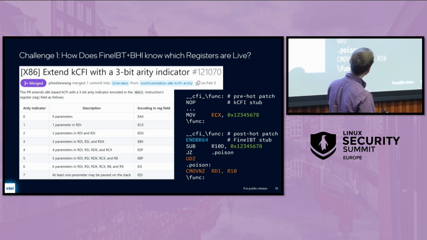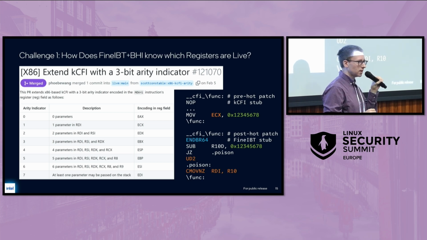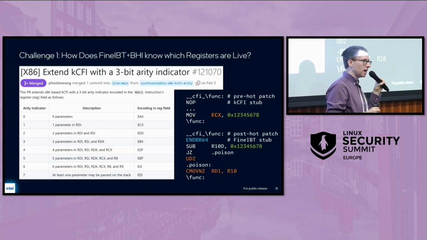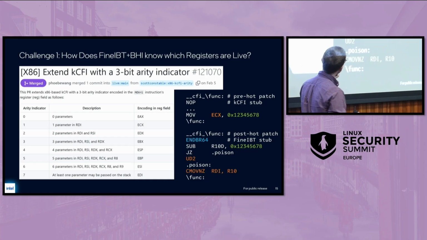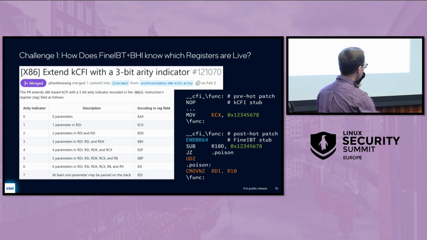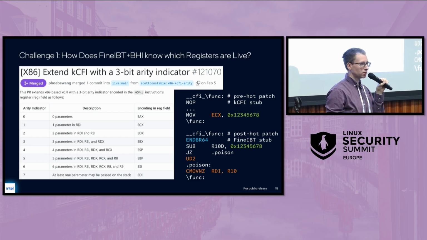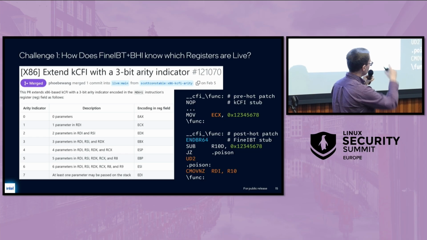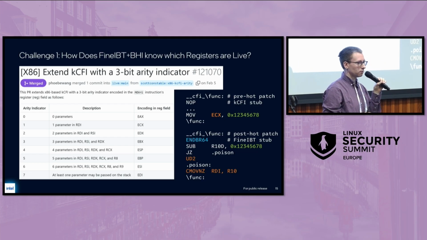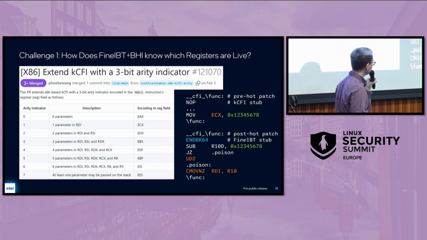And we looked at that and said, oh, that EAX register is encoded by 3 bits, and we really only need 3 bits to encode the arity of a function. So we're going to introduce a mapping, and endow that register with new meaning, to indicate the function's arity. Now when the kernel boots up and realizes it needs to use FineIBT plus BHI, it will interpret that register to indicate the function's arity and determine how many registers need to be poisoned. So that was a neat little trick.